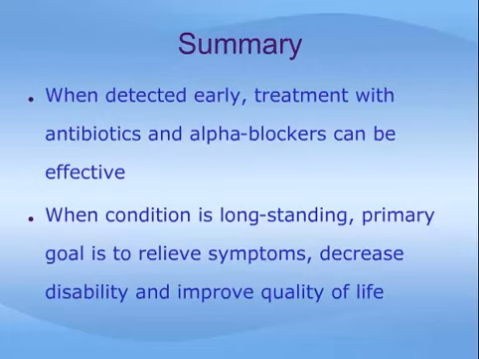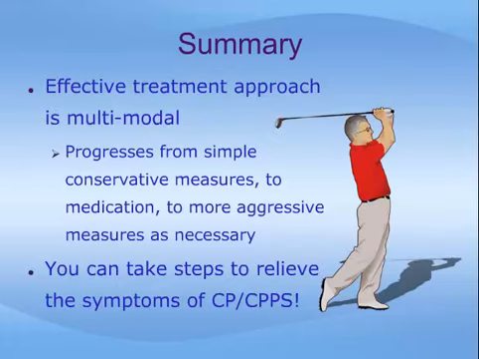In summary, chronic prostatitis can best be treated when detected early. In these cases, treatment with antibiotics and drugs called alpha blockers can be effective. When the condition is more long-standing, the primary goal is to relieve symptoms. This can be accomplished through a so-called multimodal approach that is individualized to each patient and will involve a combination of conservative measures such as lifestyle changes and medications, which may include one or more of several options as deemed appropriate for your situation by your doctor.